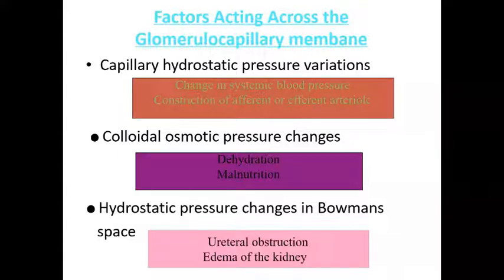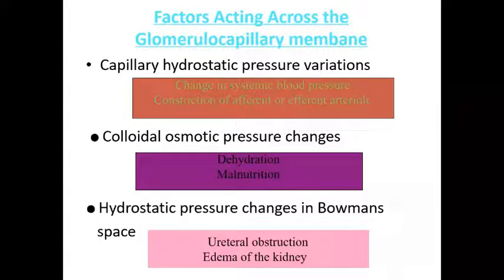Hydrostatic pressure changes in the Bowman space. Whatever is going to change the hydrostatic pressure in the Bowman space will have an effect on the glomerular filtration rate. If you have an increase in the hydrostatic pressure in the Bowman space, then the glomerular filtration rate is going to decrease. If you have a decrease in the hydrostatic pressure in the Bowman space, the glomerular filtration rate is going to increase because the opposing force is going to decrease.